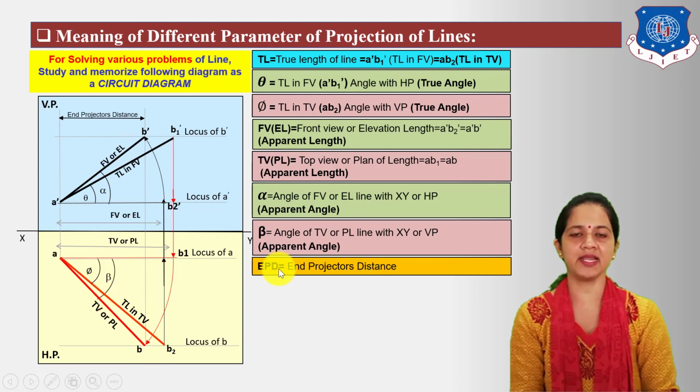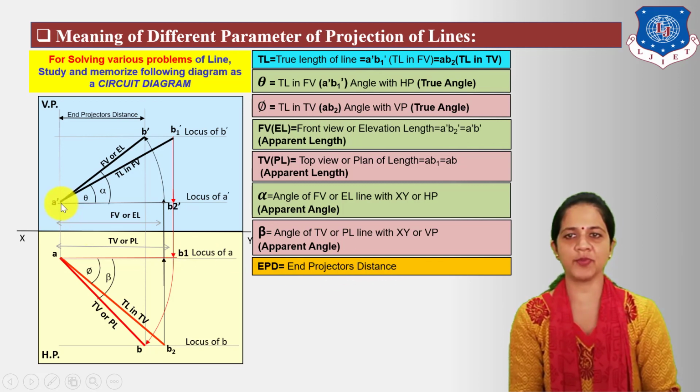Next, EPD, end projector distance. Now the distance between the A dash A projector and the B dash B projector is called end projector distance, EPD.